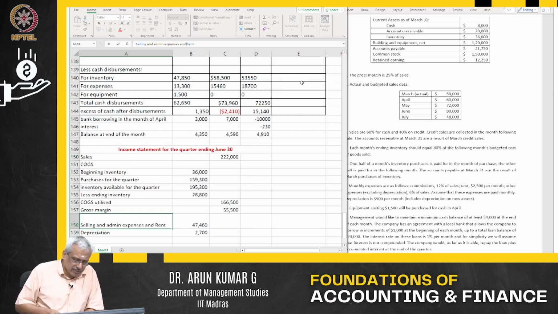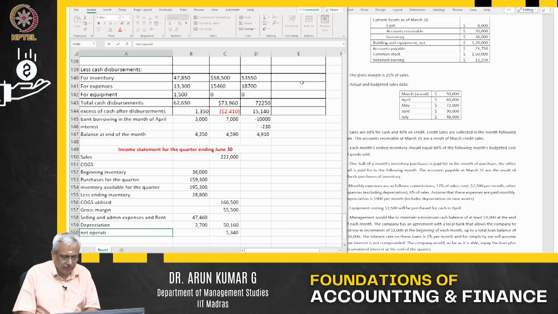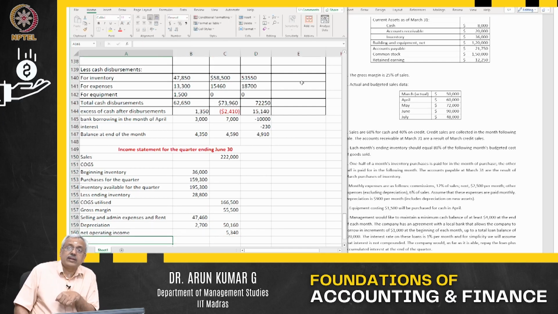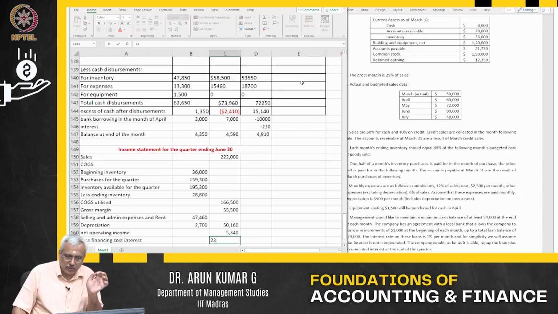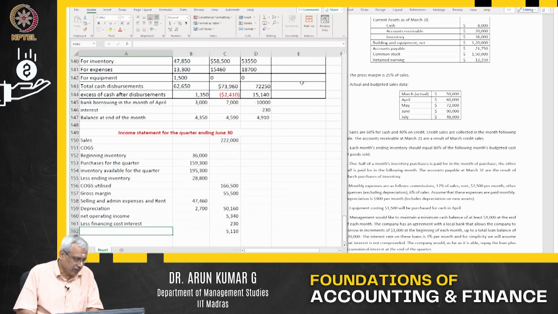So what's the total of the other expenditure out here? The total of the other expenditure in this particular case is this plus this out here, this is all 50,163. So what is your net operating income? My net operating income in this particular case is 5,340 less my financing cost, that is interest. How much is the interest? 230, right there we pick up. So what is your net profit out there? That is your net income, 5,110 is all what we have there.